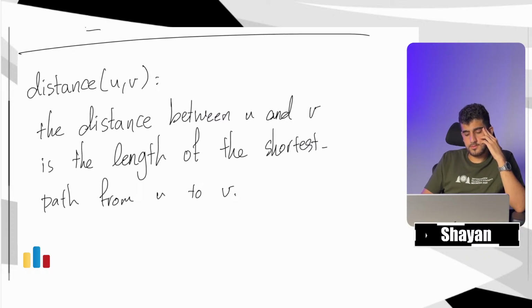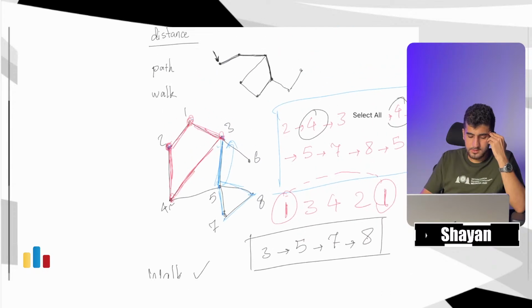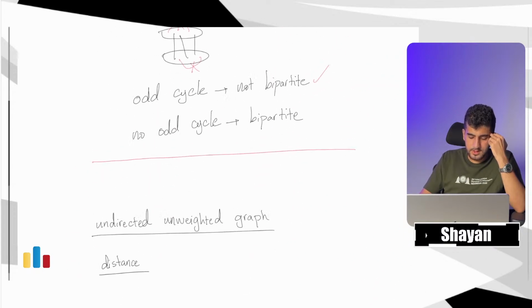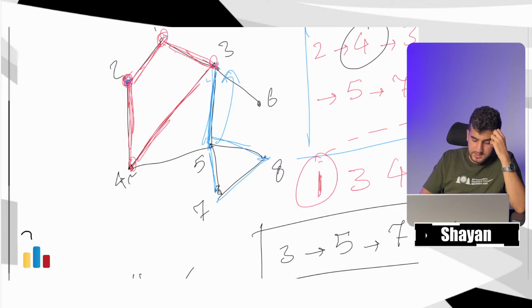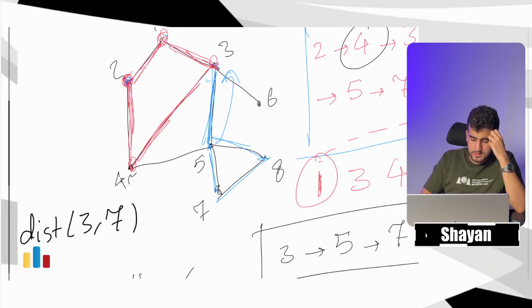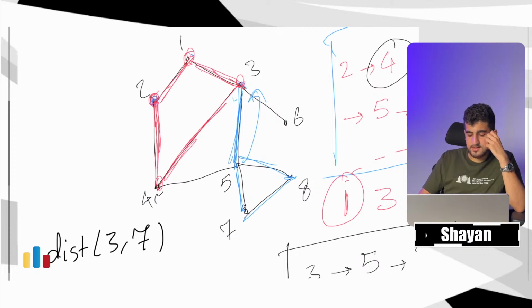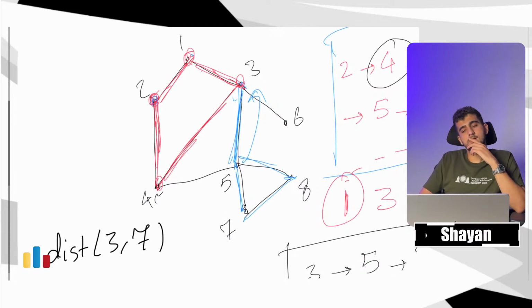Okay. So what do I mean? For example, if you consider this graph, what is going to be the distance between 3 and 7? What is the distance between 3 and 7 in this graph? Do you know this?